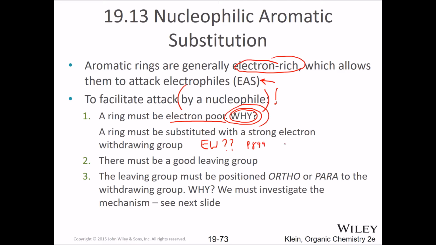Page 899, table 19.1. Go look there if you can't think of any. Okay, so stipulation number 1, there has to be an electron withdrawing group on it. And stipulation number 2, there has to be a good leaving group. Do you know any good leaving groups? Yes, you do. And then finally, the leaving group must be positioned ortho or para to the withdrawing group.